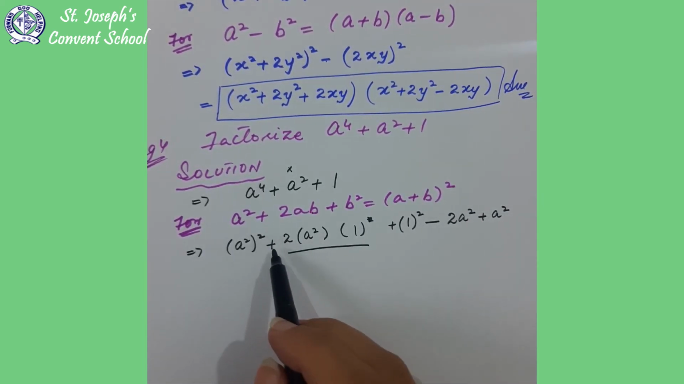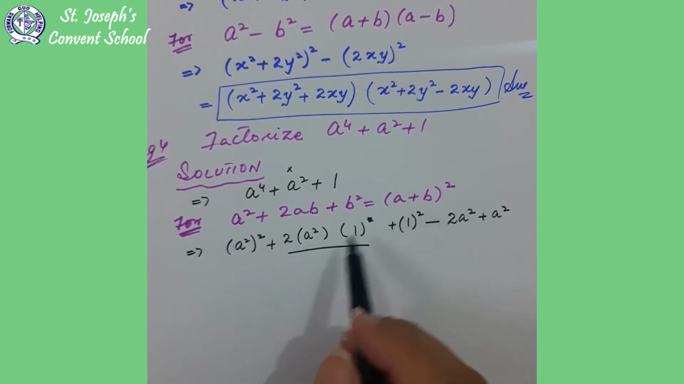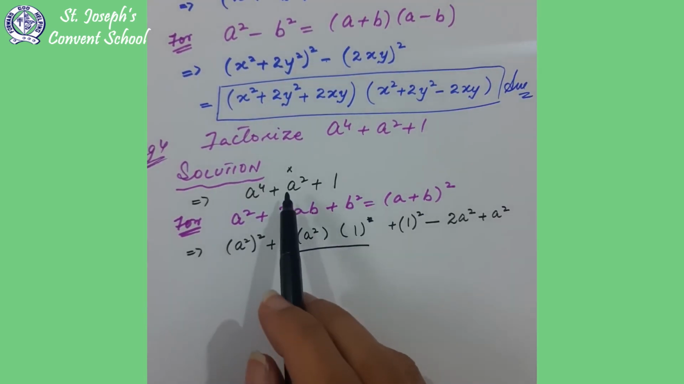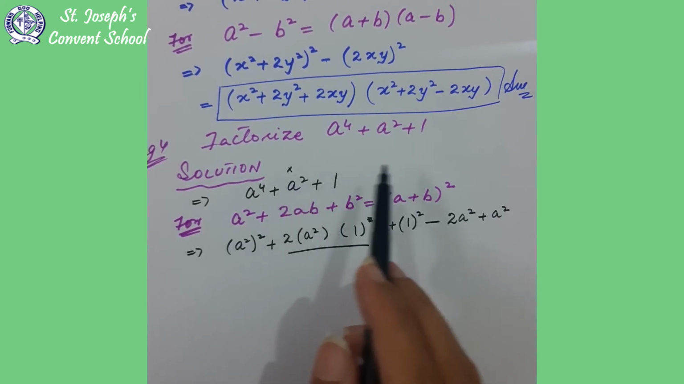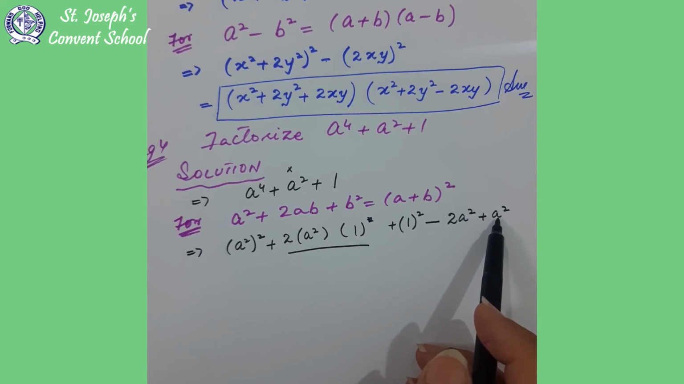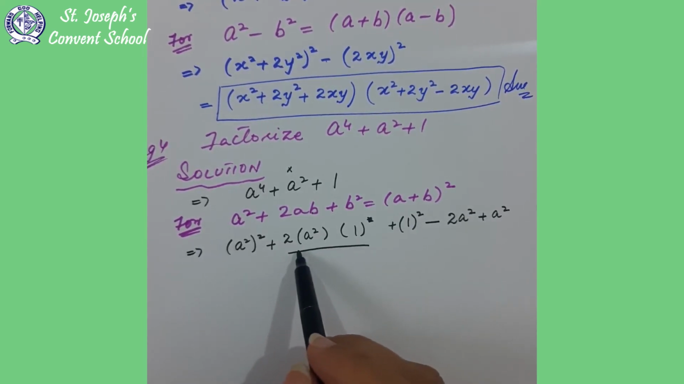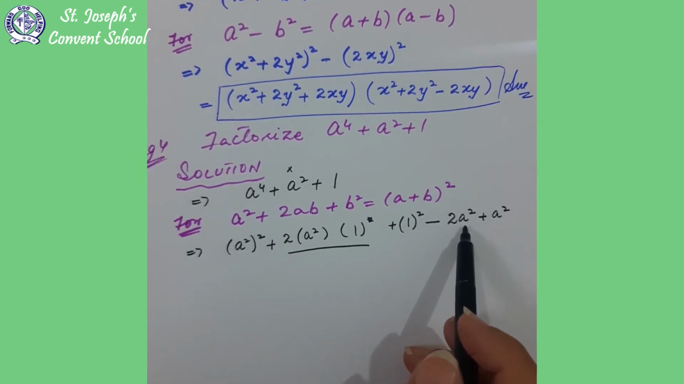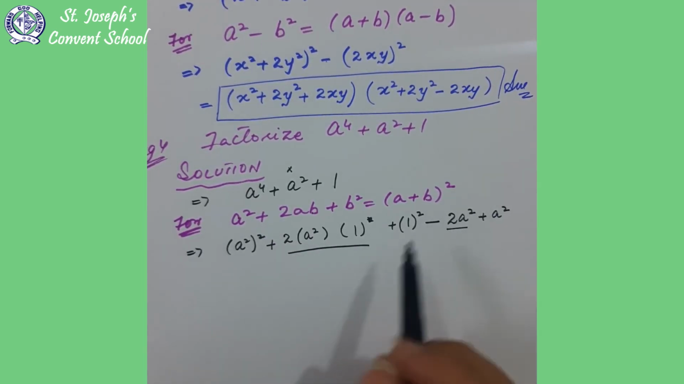A square plus 2ab plus b square. This middle term is not the same as this one. These two are different, so it means this is incorrect. The incorrect middle term will go in the end. This we have added. Whatever you add, the same thing you will subtract. This we have added, the same we will subtract.